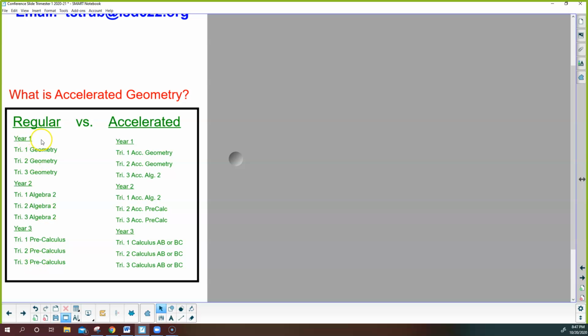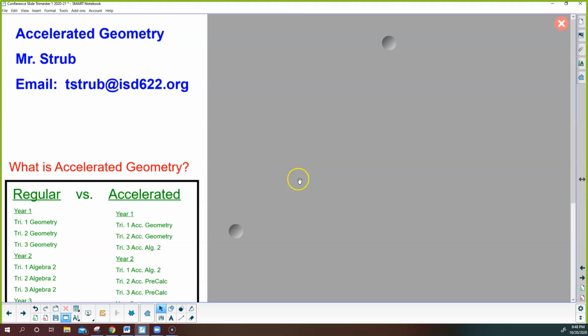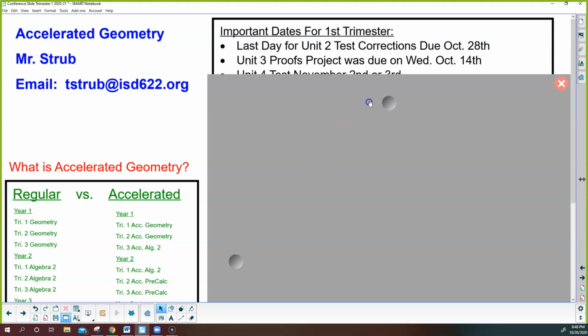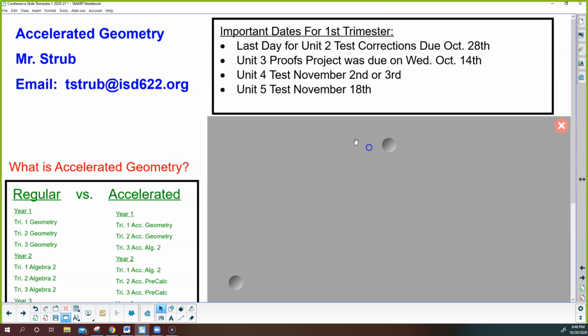Now, if a student is a sophomore currently in geometry, then they would not be able to reach calculus their senior year. They would be able to take pre-calc. So the reason why we have accelerated is to give the students an opportunity to get to calculus before they leave high school. All right, what about accelerated geometry?